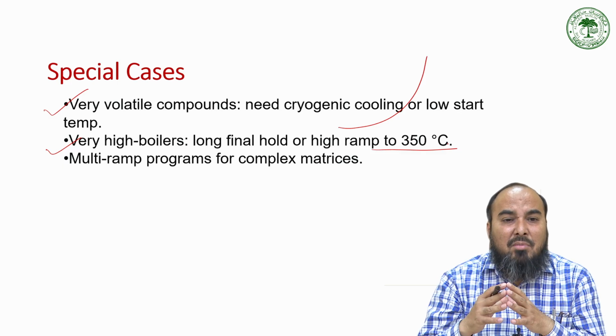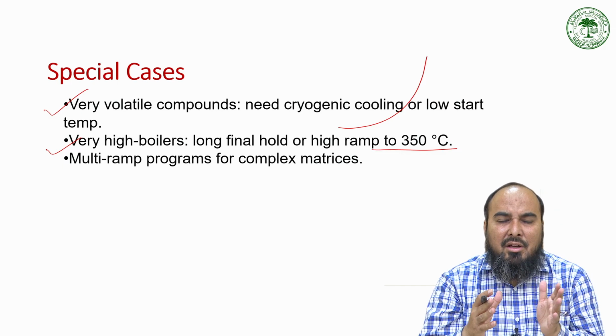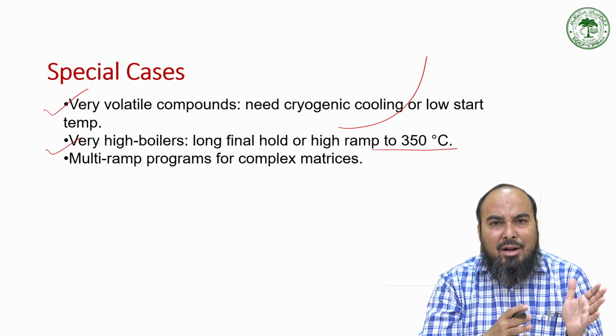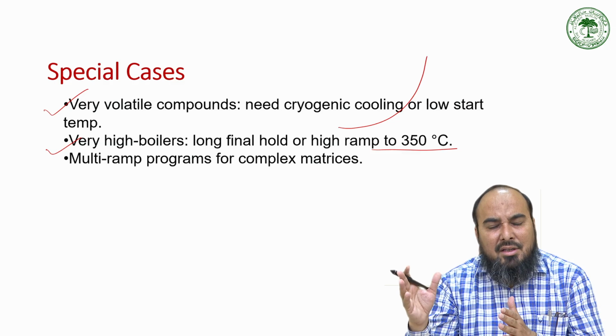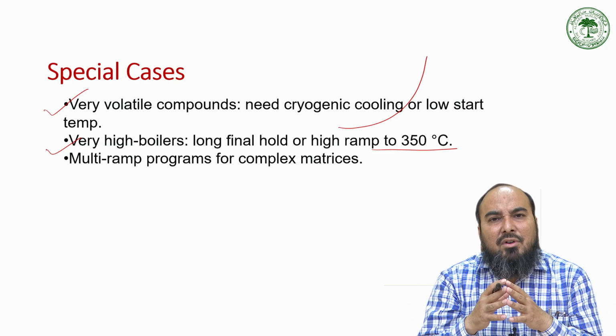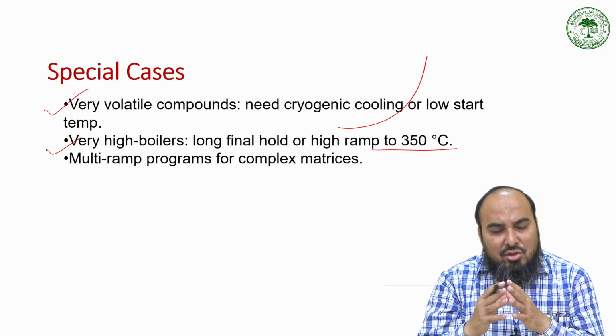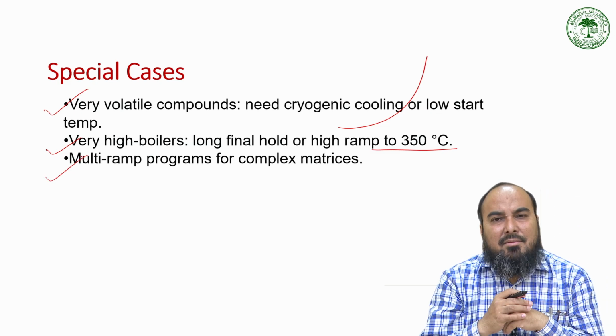Similarly, you can use multi-ramp programs for complex matrices. For example, if you have a mixture where 3 components have a narrow boiling temperature difference, and 2 have a larger difference, you can initially use an isothermal program, then couple it with a temperature program. So you can use multi-ramp programs.